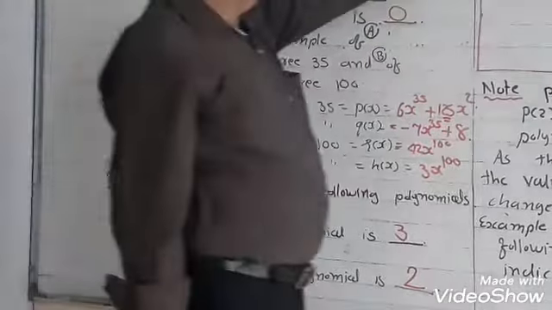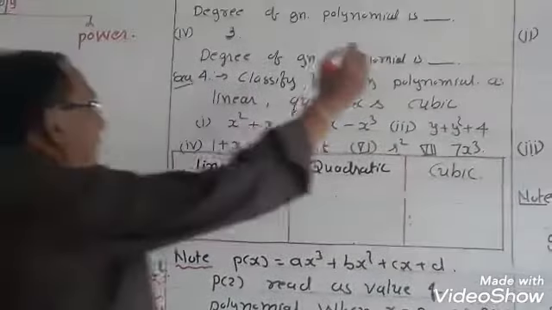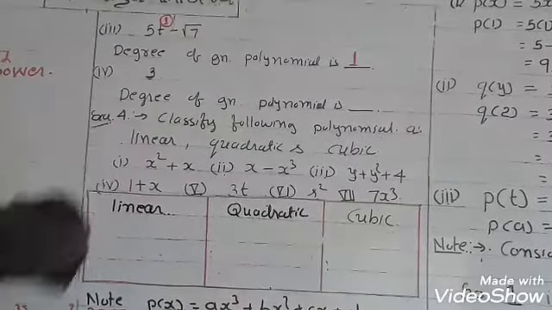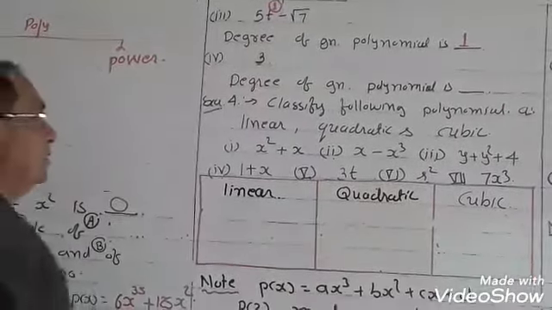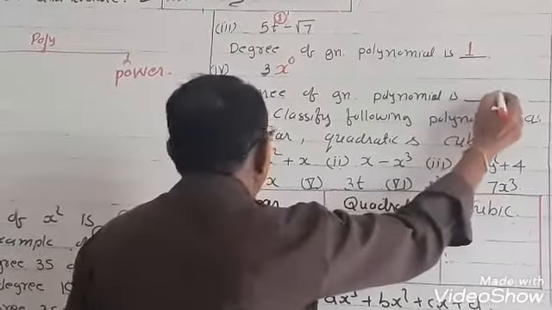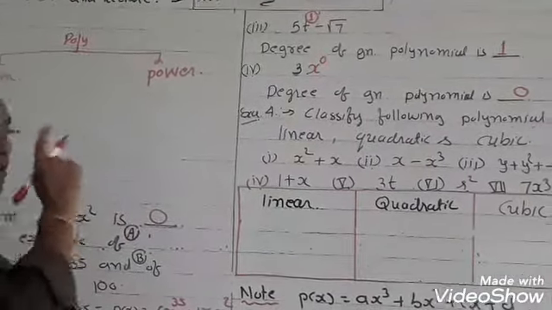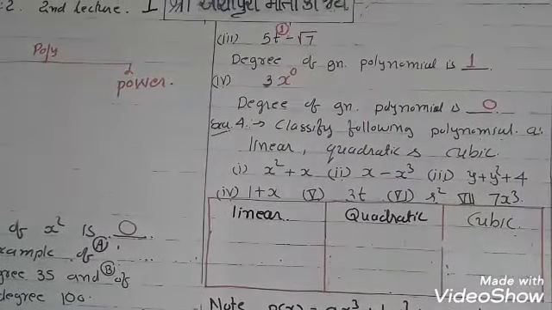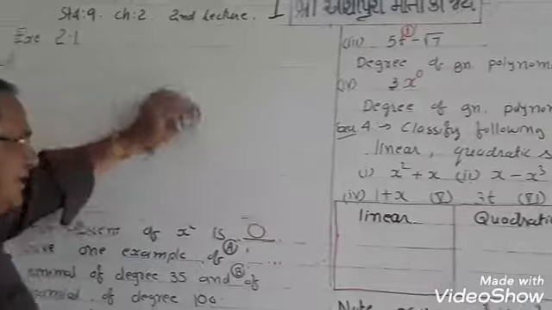Now 5t plus root 7. What is the degree? 1, because t is raised to 1 here. Get it? And this one, the degree is 3, only 3. Then if the degree of the polynomial is 0, x raised to 0, it is known as a constant polynomial. Yesterday we have seen it. It is also known as a constant polynomial.